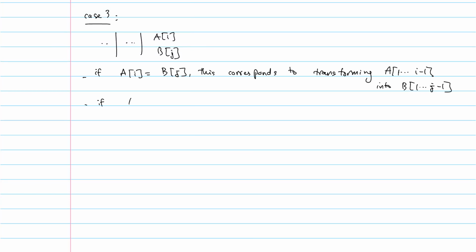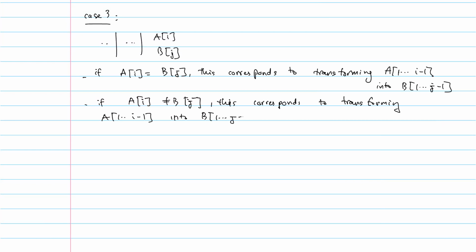So if Ai is not equal to Bj, then this corresponds to, first we transform A1 up to Ai minus 1 into B1 up to Bj minus 1, and then substitute Ai with Bj.